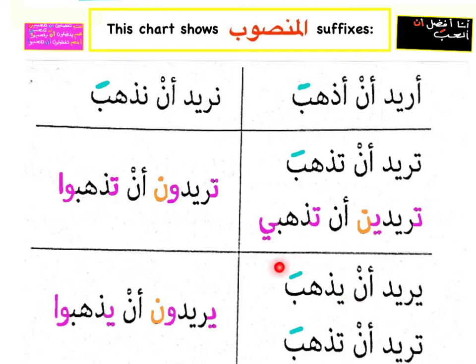يريد أن يذهب, فتحة. تريد أن تذهب, فتحة. يريدون أن يذهبوا, so هو يريد أن يذهب, هي تريد أن تذهب, and هم يريدون أن يذهبوا. Same case with أنتم, just the ya for هم, and same here for conjugation, and the noon is dropped because of أن, so it's مضارع منصوب. Okay, I believe that was it.